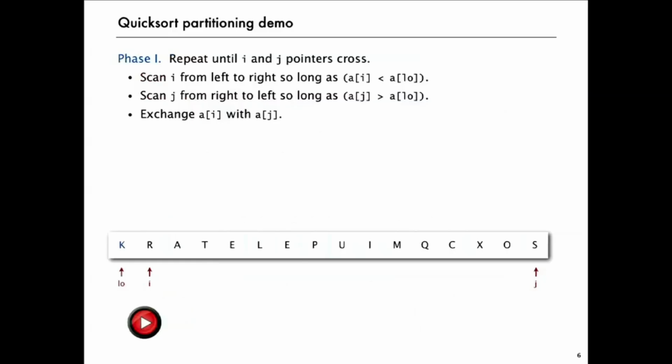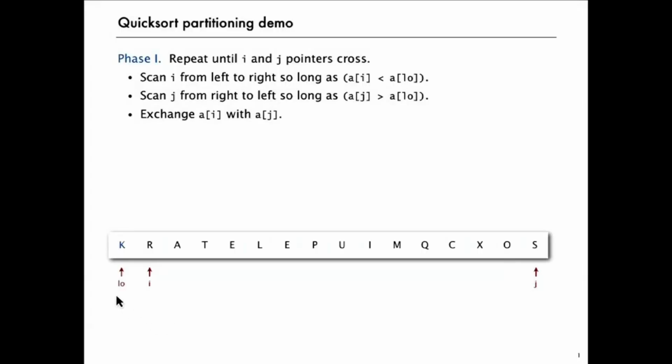So let's look at a demo of how QuickSort partitioning works. The idea is to arbitrarily choose the first element to be the partitioning element. Since we shuffled the array, that's a random element from the array. And then we're going to maintain an i pointer that moves from left to right and a j pointer that moves from right to left. Let's look how it works in the demo.